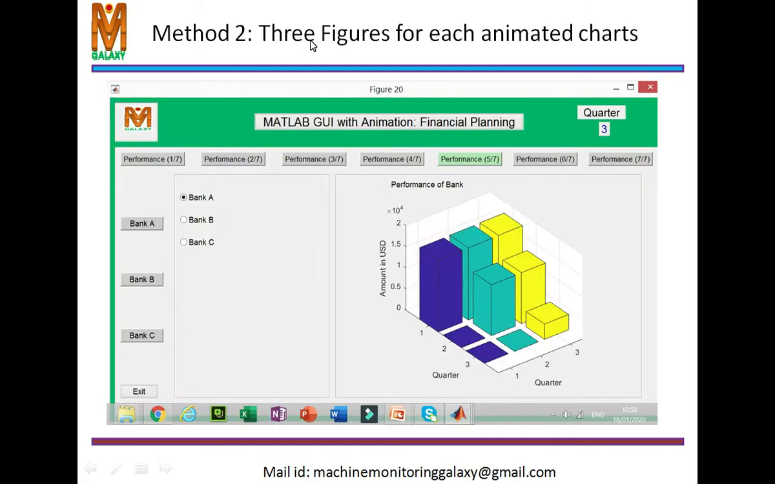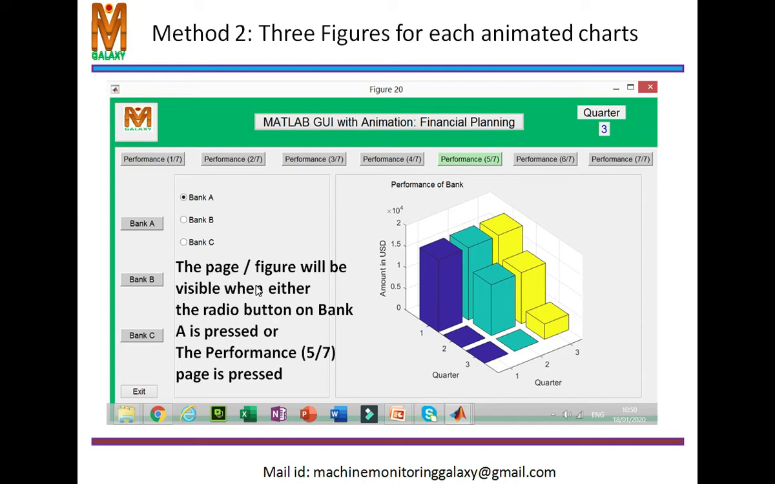And to remove these limitations, now we'll have method 2, where three figures, one for each animated chart, will be defined. You can see for bank A, the figure is performance 5/7. The page figure will be visible when either the radio button is pressed or the performance 5/7 is pressed. So this chart will appear, and this is the animated chart, by the way.